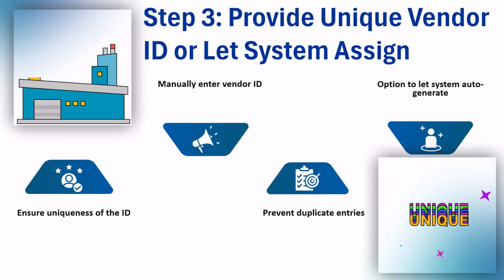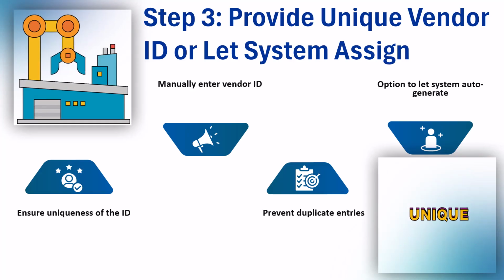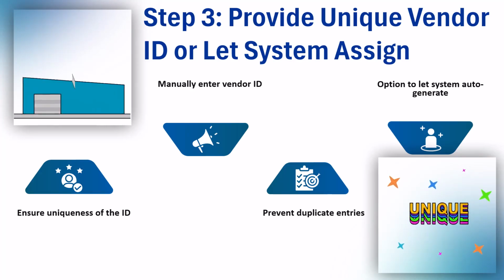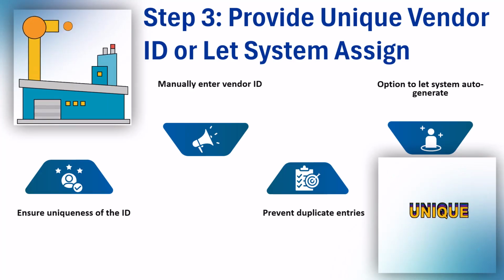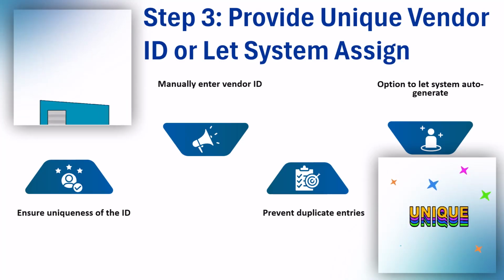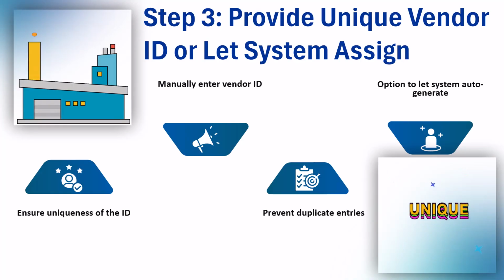Here's a choice. Do you want to manually assign the vendor ID or let SAP work its magic? Either way, it must be unique. No twin vendors allowed. If you don't want the hassle, let the system generate one for you. Just make sure you don't accidentally create two versions of the same vendor.